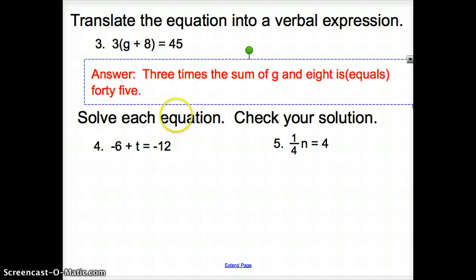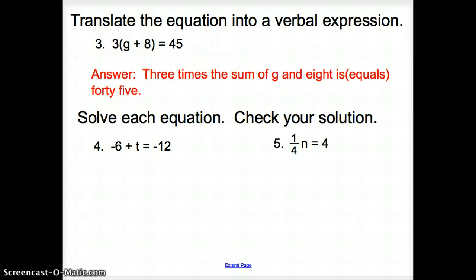Next we are asked to solve each equation. So now with number 4 we have -6 plus t equals -12. We are always trying to get the variable by itself. We want to perform the opposite operation to t to get the variable all by itself. So here we have a -6 added to t. Well, what is the opposite of -6? The opposite of -6 is a +6. So we want to add that over to the other side.